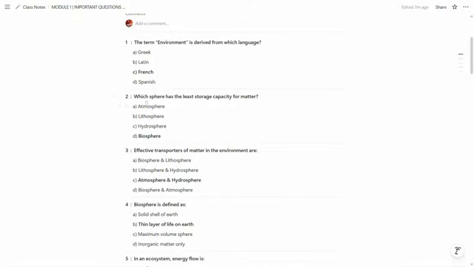So now move to our second question, which is, which sphere has the least storage capacity for matter? So D option is correct. Biosphere has the least storage capacity for matter.